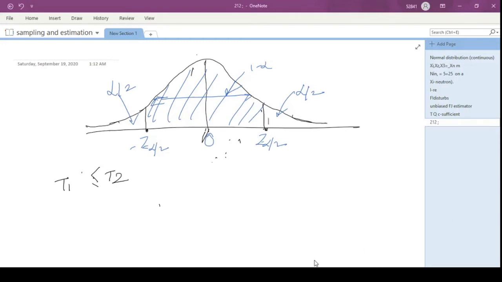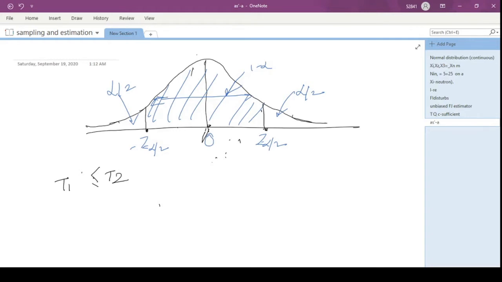This is the graph of a standard normal variate. You can see the mean mu is 0, and we have two variates at alpha by 2 and alpha by 2, for the positive and the negative.